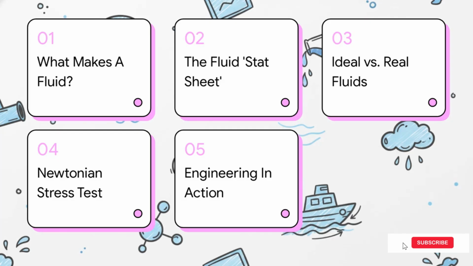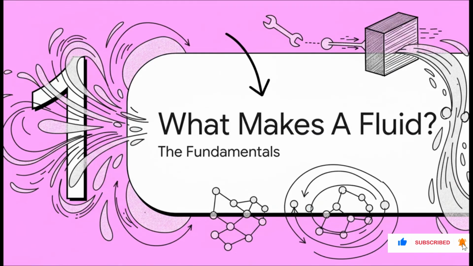So here's our game plan. We're going to start with the absolute basics. What even is a fluid? Then we'll build out what I like to call its stat sheet of key properties. After that, we'll get into the difference between a perfect textbook ideal fluid and the real thing. Then we'll dive into the really cool stuff, the world of Newtonian and non-Newtonian fluids, and finally, we'll see exactly how all this plays out in the real world of engineering. Okay, let's dive right in.